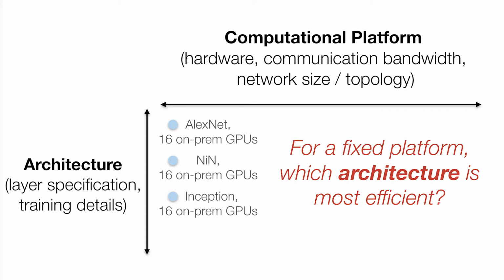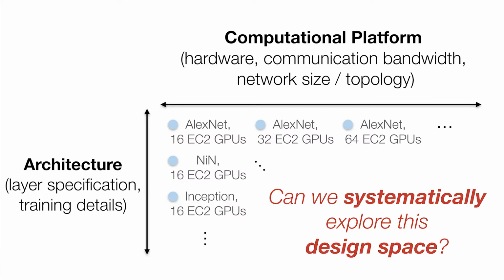An equally reasonable question is that you're a company, you just spent $500,000 on GPUs, you're stuck with that hardware, that's what you need to use. And at the end of the day, your goal is to get good accuracy on a particular application. You don't really care if you're using AlexNet or Inception or any other model, but you want to know for a fixed platform, which architecture might be most efficient for me. Another reasonable question. And then kind of the most general question is, can we systematically explore this design space?